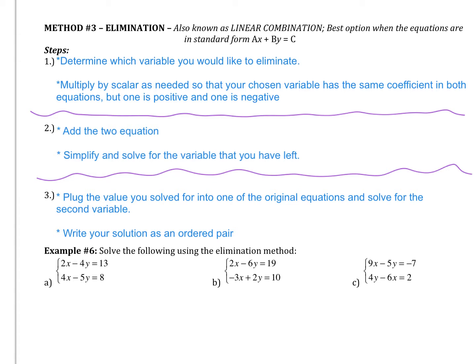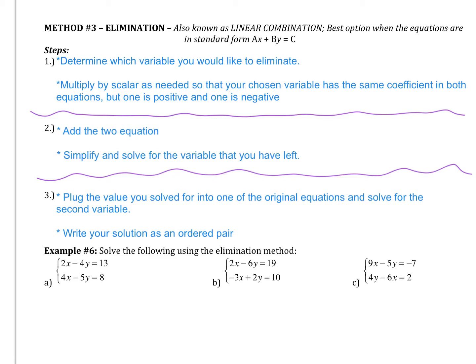The next step, once you do that, you're going to add the two equations and you should be left with one variable, either x or y. If you eliminated the x, you should be left with the y to solve for. If you eliminated the y, you should be left with the x to solve for. So once you do that, you're going to add the equations, simplify, solve for that variable.